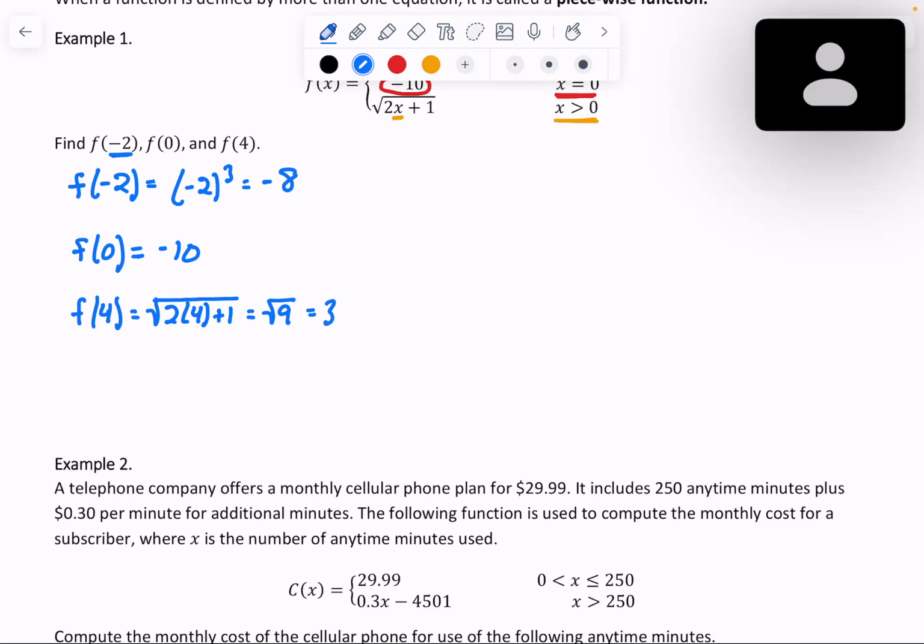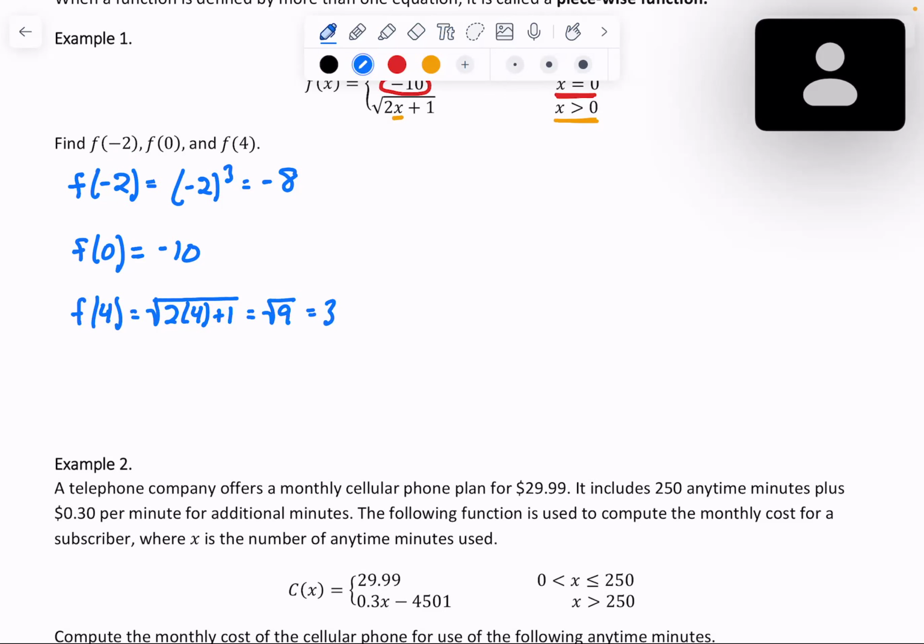So all we're doing here is seeing what piece does this given value of x fit into, and then plug it into that function. So it's not too difficult. You just have to know which piece you're plugging into. So that's the first example there.